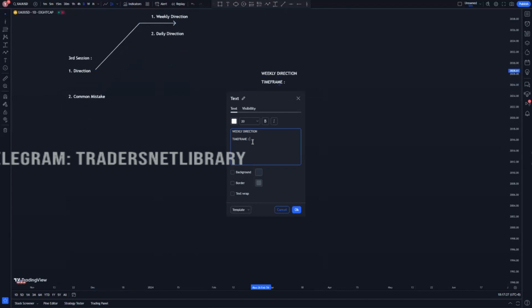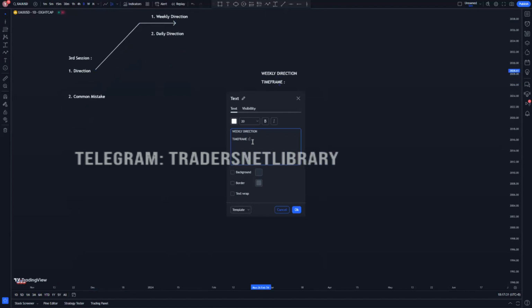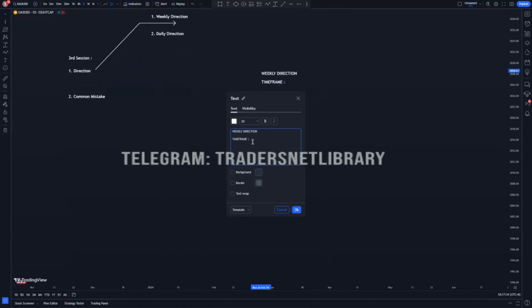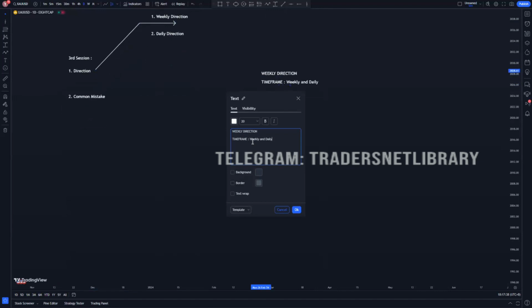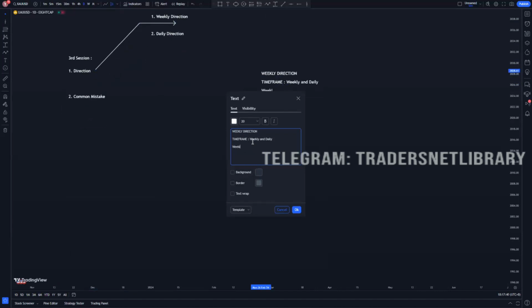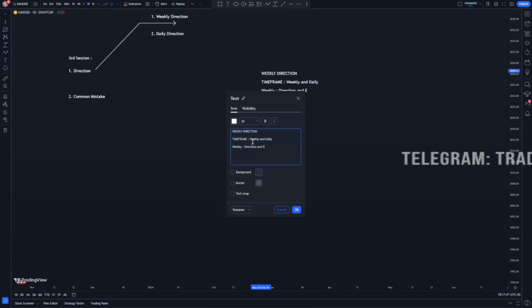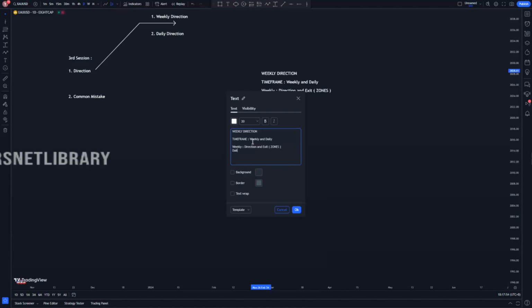The role the time frames play in this topic, the weekly direction, is going to be weekly and daily. For weekly, we're going to use it for our direction and exit, where we mark the zones. And for the daily, we're going to focus on the confirmation direction.